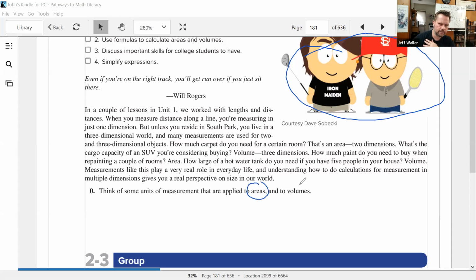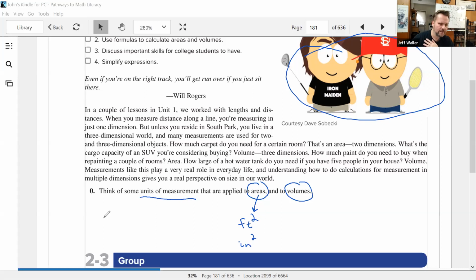This idea of units of measurement. Can somebody give me an idea of a unit of measurement I would use for area? It could be almost anything, but there's got to be something about it. So what could I use? Square feet, right? So think about carpet. Square yards, square feet, as long as it's something squared.